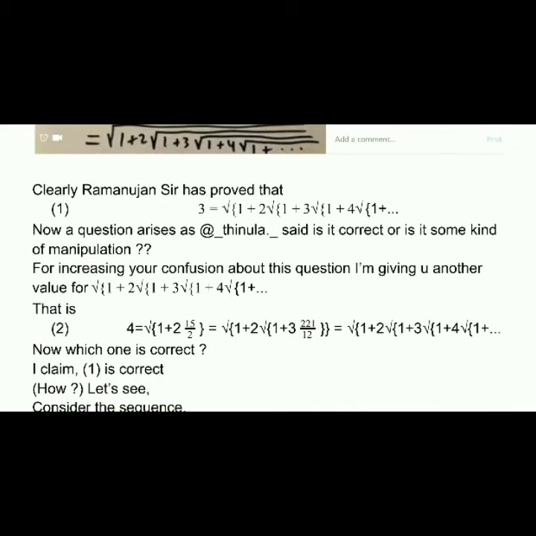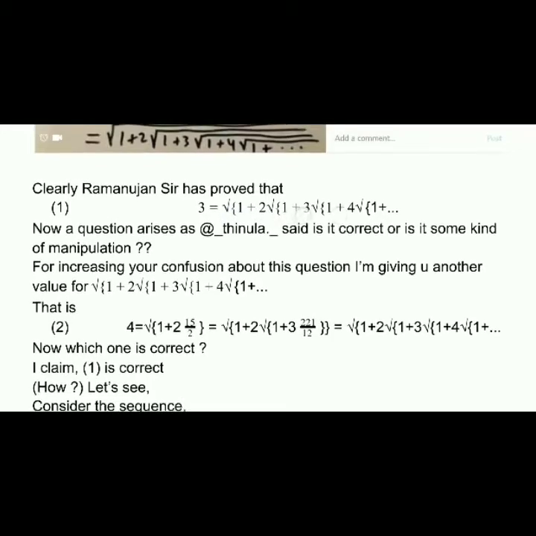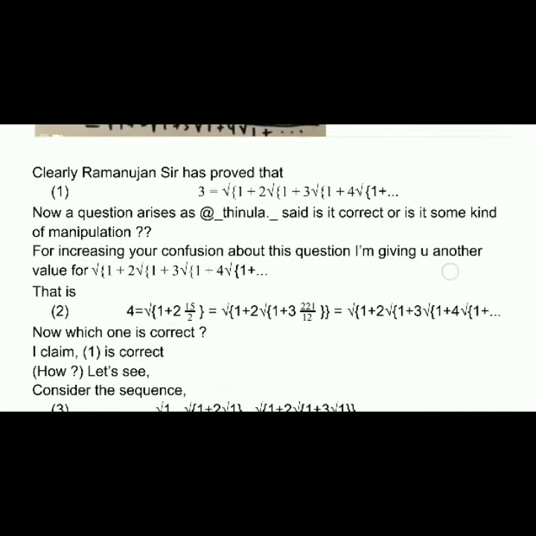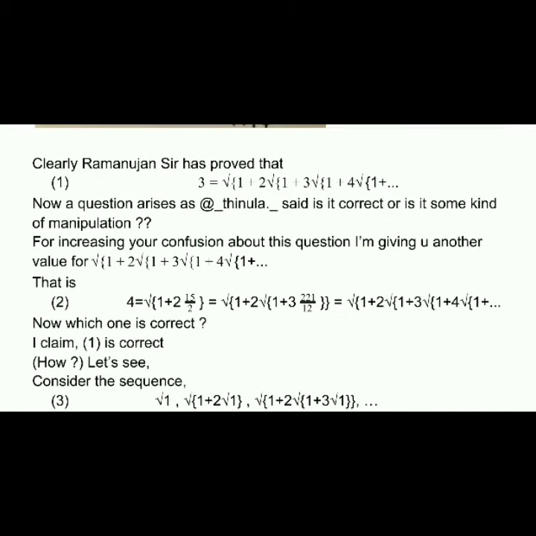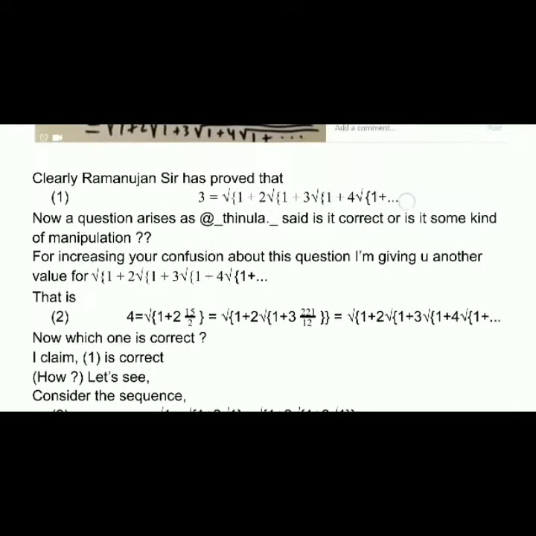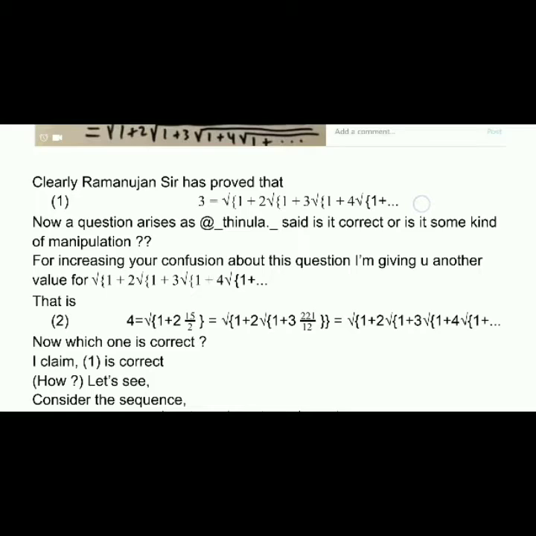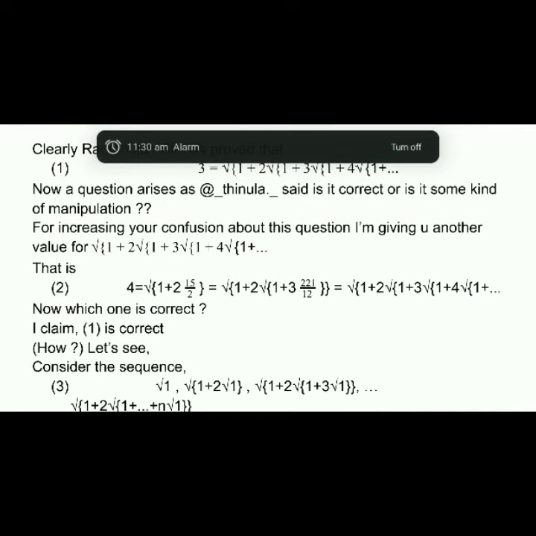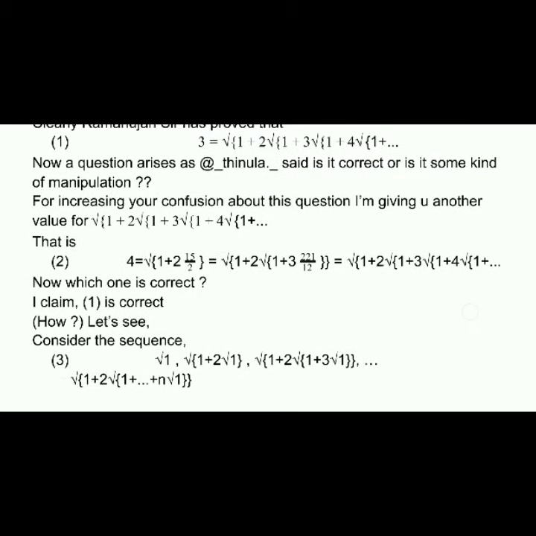See, Ramanujan sir proved that 3 is equal to this infinite radical. This is clear to us. Now, according to Thinula, this infinite radical goes to infinity. I'm going to prove that wrong. How? Let us see how that works.